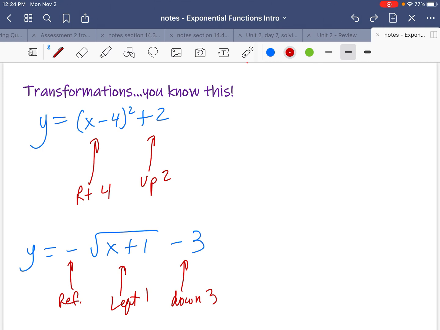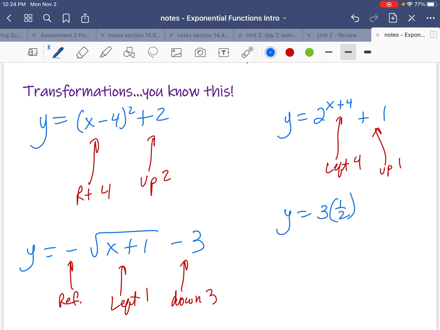But what's more important with exponential functions is that it moves the asymptote as well. So if you had something like y equals, let's say, 2 to the x plus 4, then what would happen here, let's go ahead and put a plus 1 here also. So this would move your exponential function to the left 4 and move this one up 1. Okay, let's do another one. Let's say you had, for example, a 3, and then you had a 1/2 to the x minus 1, and that was all. All right, so let's look at what those do.